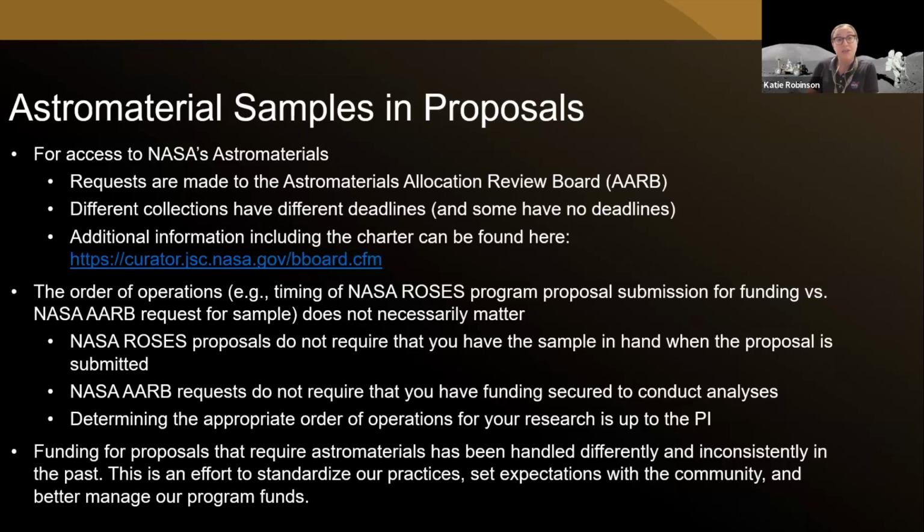So if you're going to be using NASA's Astromaterials, and there are other Astromaterials you can use for proposals, for example, sometimes JAXA does proposals for using some of the Hayabusa 2 samples. That is also allowable. If you're going to be using NASA Astromaterials, you make your request to the Astromaterials Allocation Review Board. Different collections have different deadlines, and some have no deadlines.